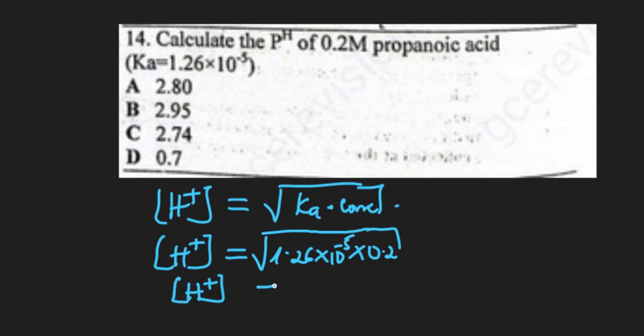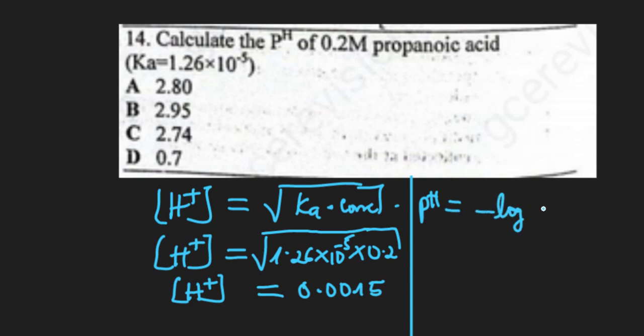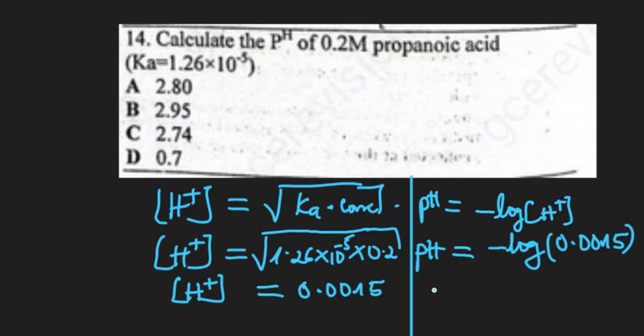So hydrogen ion concentration is going to be equal to 0.0015. Now, in order to calculate the value of pH, what we know is pH equals minus logarithm of hydrogen ion concentration. So pH will be equal to minus logarithm of 0.0015. So our pH value is going to be 2.799, which is approximately 2.8, making our answer A correct, which is the pH of propanoic acid.